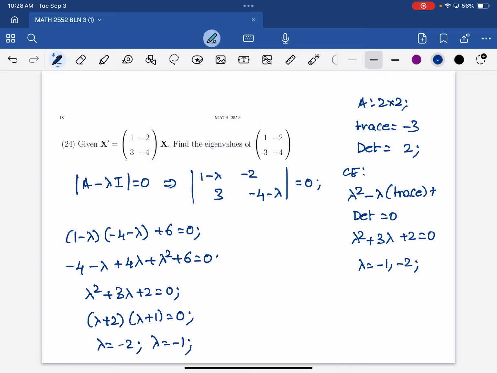Personally, because I'm going to give you 2 by 2, this works only for 2 by 2. So whenever you get 2 by 2, I would want you to go with trace and determinant, because it looks cool. What does CE stand for? Characteristic equation.